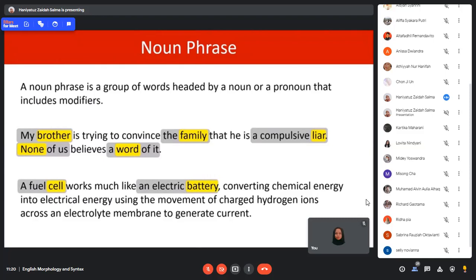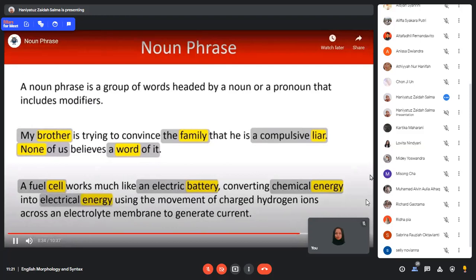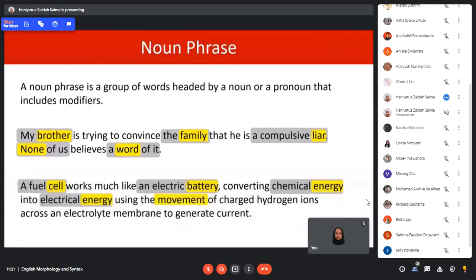Energy is the head noun. Chemical energy is the noun phrase. Energy is the head noun. Electrical energy is the noun phrase. Movement is the head noun. The movement of charged hydrogen ions across an electrolyte membrane is the noun phrase.